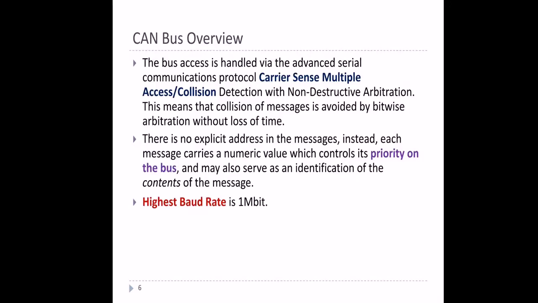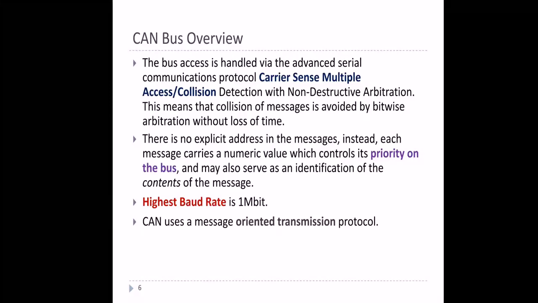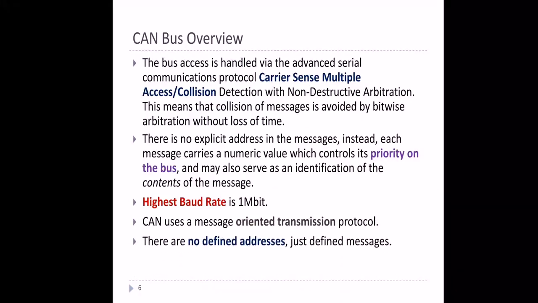Here you just want to understand how CAN bus was introduced into the market. It's from scratch, and the highest baud rate is 1 Mbps, as we have seen. CAN uses a message oriented transmission protocol, so you have to be aware that CAN is message oriented. There is no defined address, just defined messages. The message ID has been defined, and no address ID.